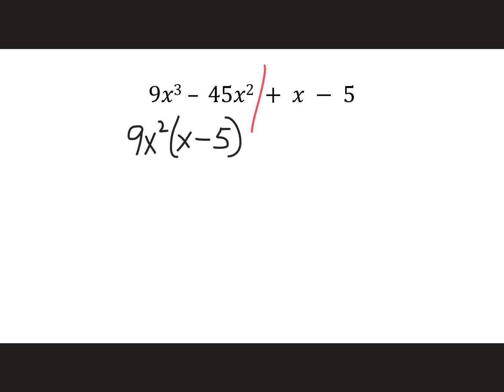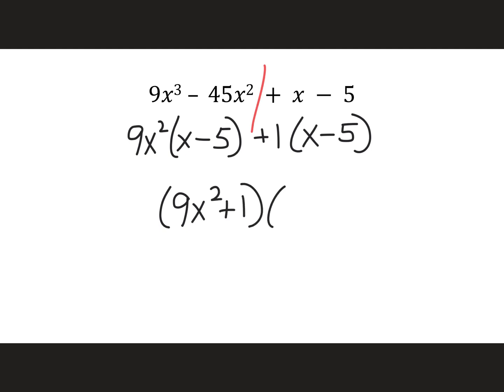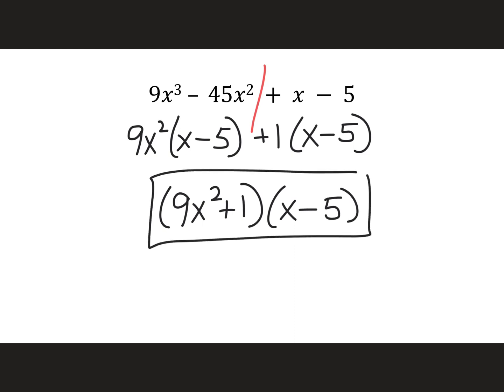And then over here, there's nothing that they have in common except for a 1, so I'm going to pull out a 1 and then have the x minus 5. Now, just like I've said in other videos, when you're doing grouping, if the two binomials inside the parentheses are not the same, you've done something wrong. So now, here's your answer. I'll go ahead and take the outside ones first. It doesn't really matter which one I do first. And then the inside. And that is it. That is how I would factor a cubic polynomial.